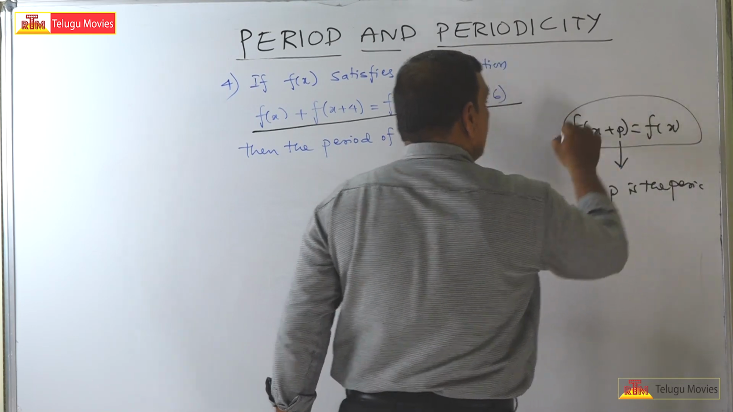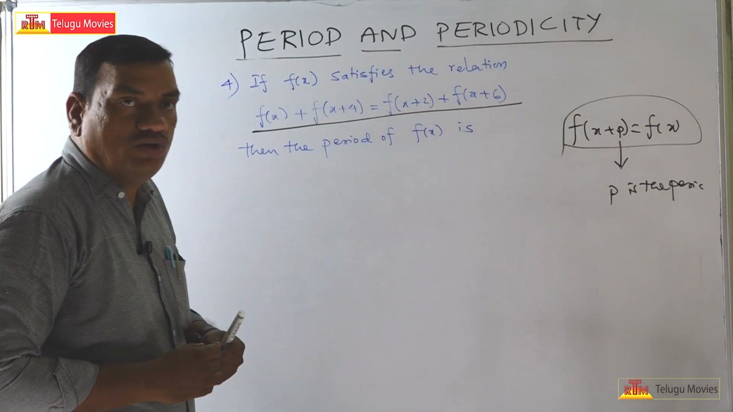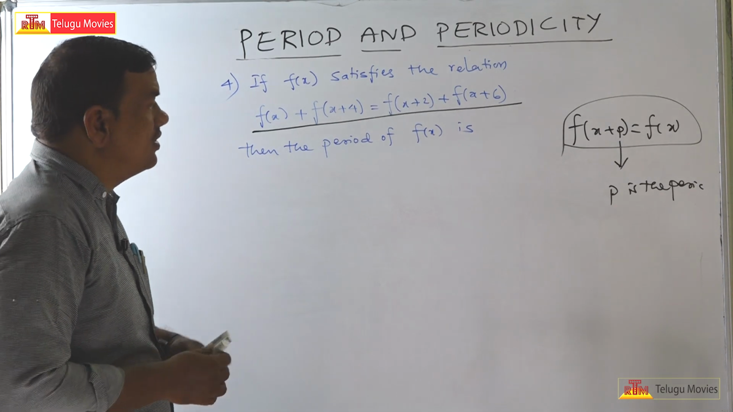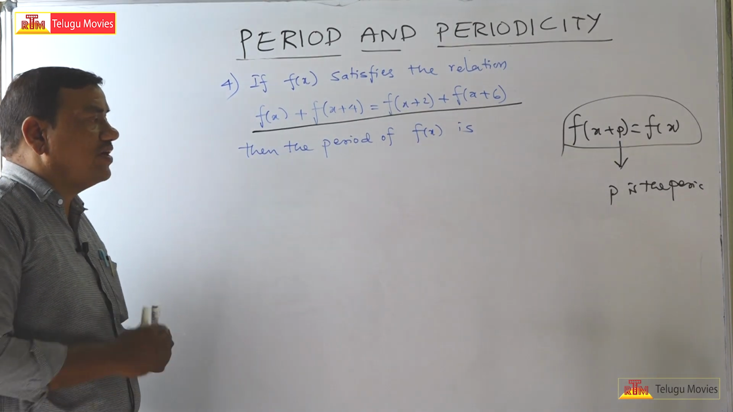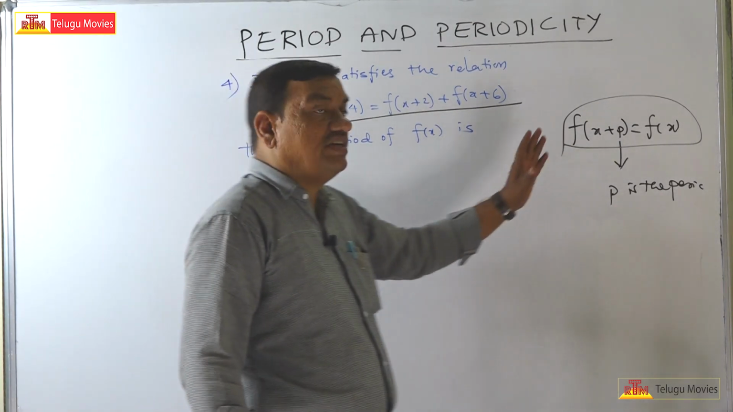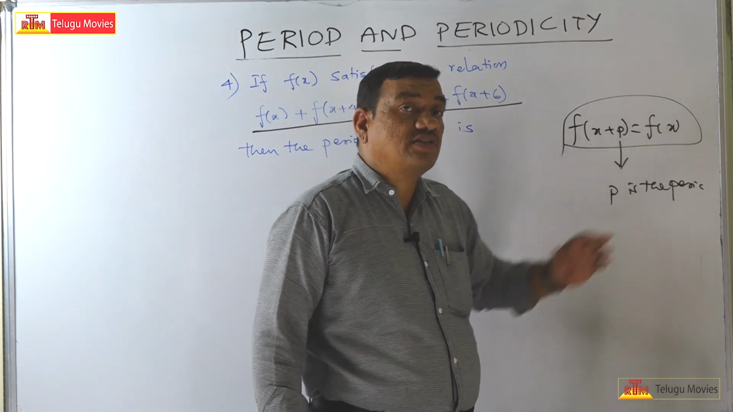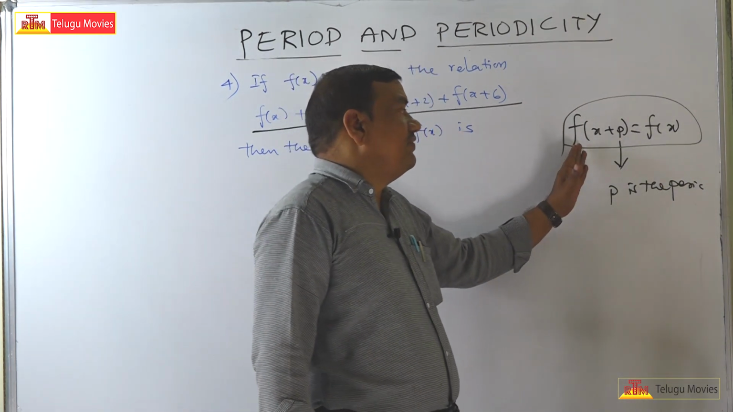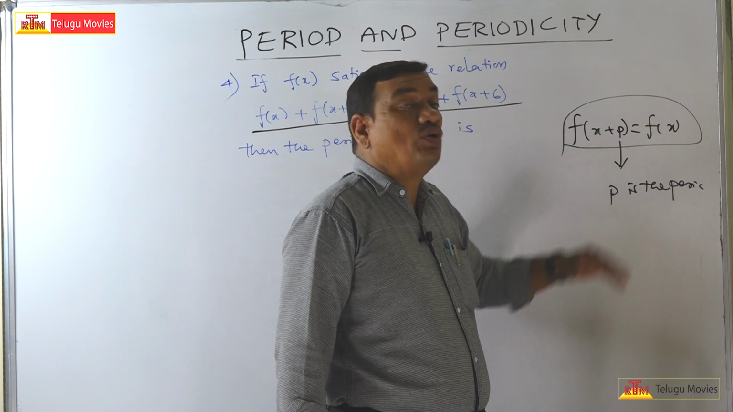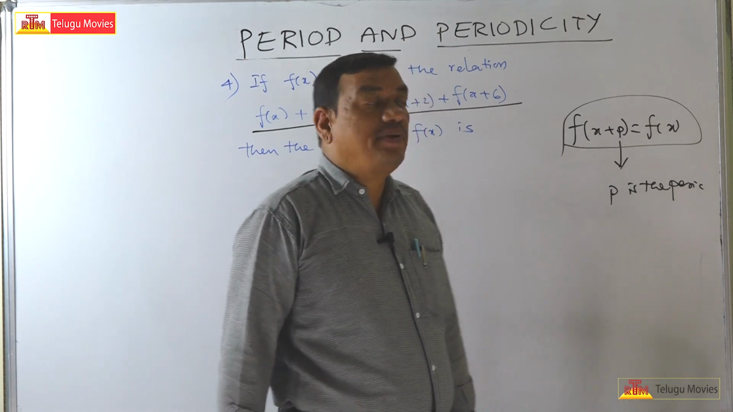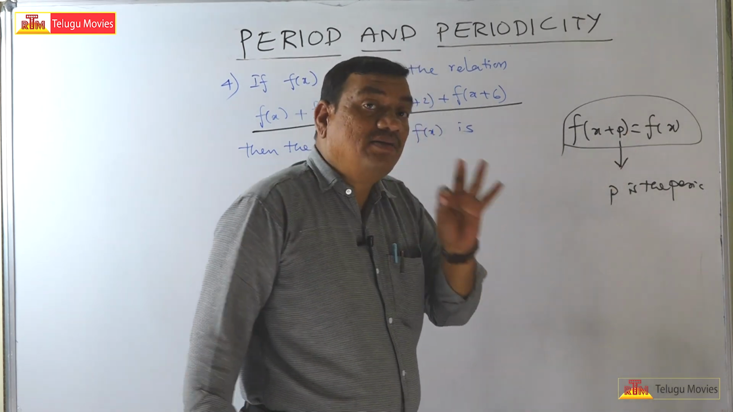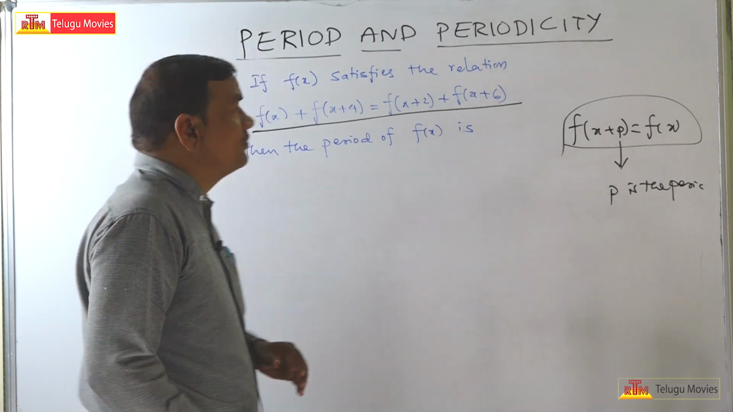So, you have to simplify that equation such that it comes to f of x plus p is equal to f of x. If it comes f of x plus 2 is equal to f of x, 2 is the period. If it comes f of x plus 8 is equal to f of x, 8 will be the period. Whatever value comes in place of p, that is your period.